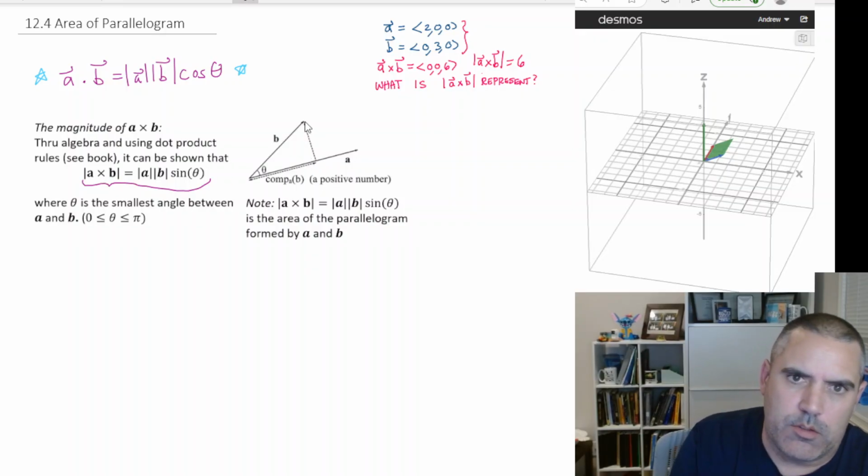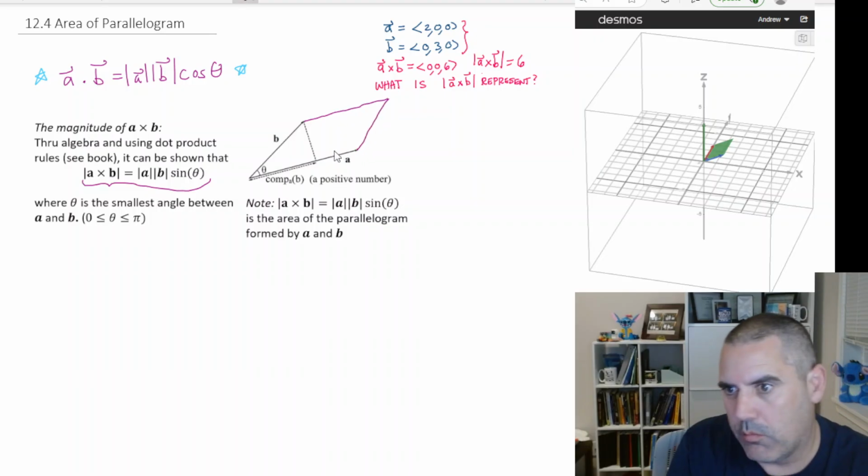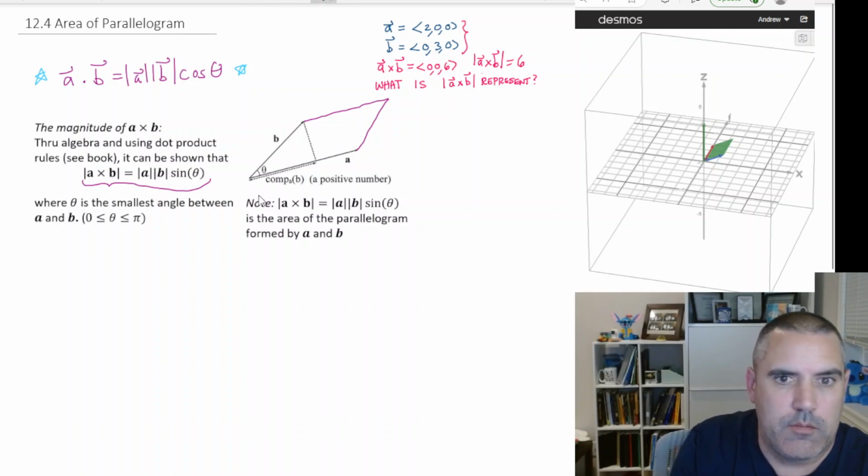But it really has to do with if you draw this parallelogram. This is the end of the proof, so I'm kind of going out of order. But the area of that parallelogram is the area of the base, which is what this is. That's the area of the base, times the height. And we can find the height by doing a little bit of trig. So we can say sine of theta is h over the length of b. So this right here is h. And that is the area of the parallelogram.